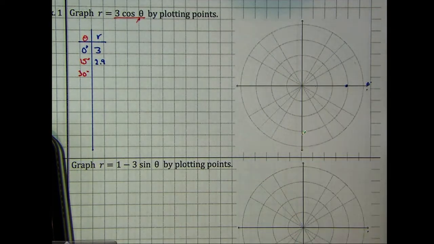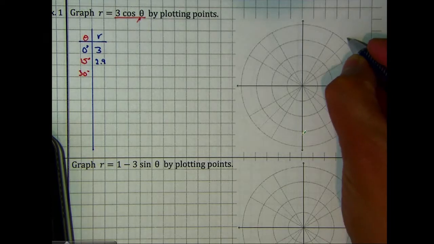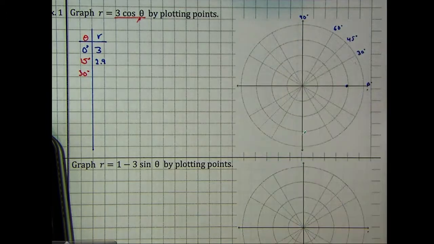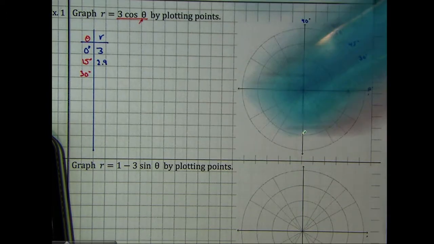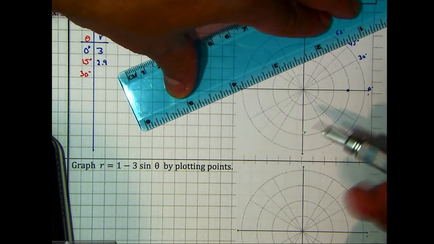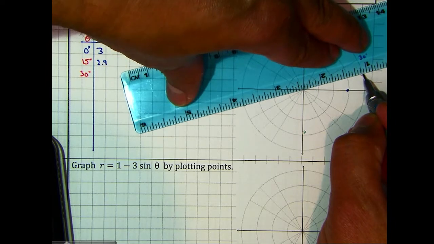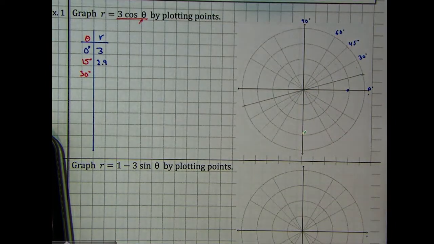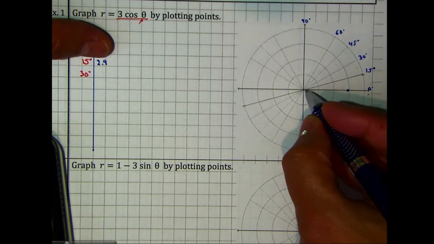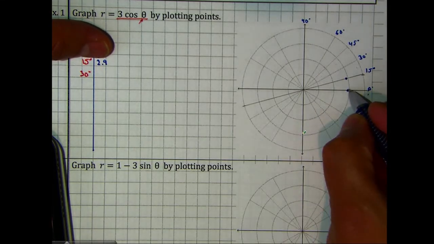So therefore at 15 degrees, notice that in this case we have 0, this will be 30 degrees, we have 45 degrees, this will be 60 degrees, and this will be 90 degrees. We don't have 15 degrees, so therefore I'm going to place an extra line in there between 0 and 30, halfway mark, and halfway mark. So therefore this will be my 15 degrees. So at 15 degrees will be 2.9. So therefore this should be 3.